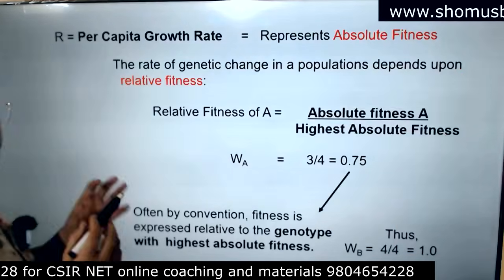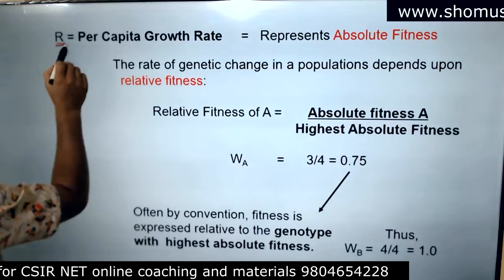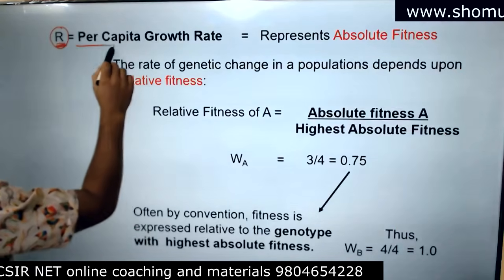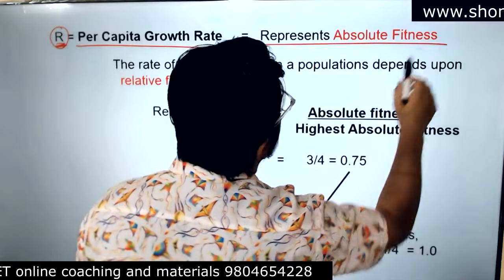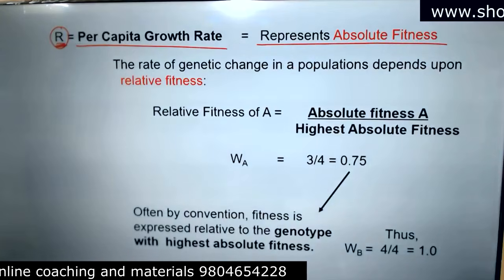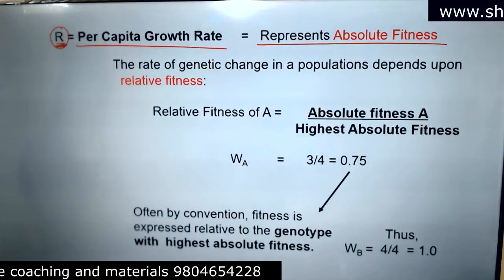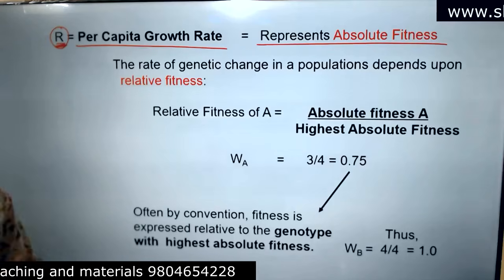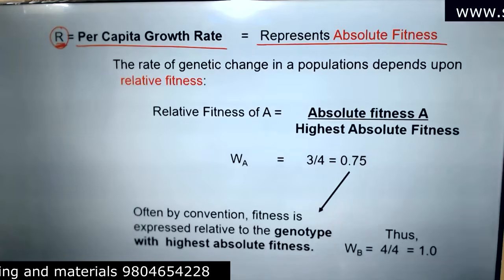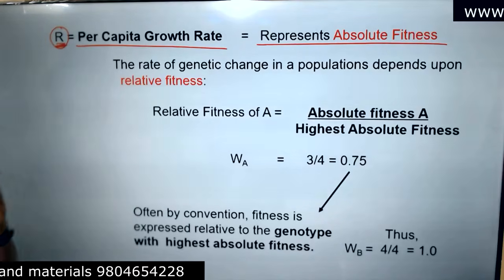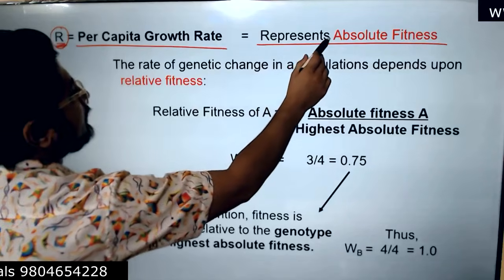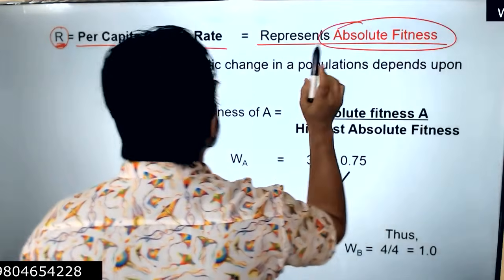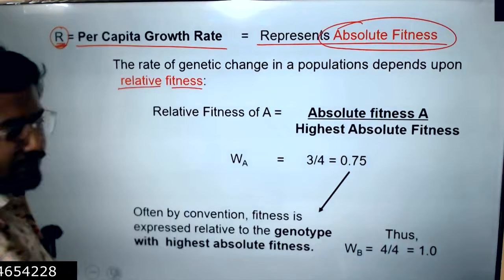So now there are some terms that you need to understand. R that we measure. R is per capita growth rate. Also equals to absolute fitness. Per capita growth rate is equal to absolute fitness of an organism. So fitness that we calculated can also be termed as per capita growth rate for that particular genotype or for that organism with that genotype. Okay? So once we know that is an absolute fitness, then there is another term called relative fitness.